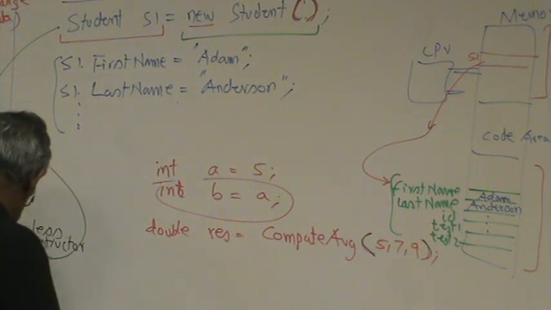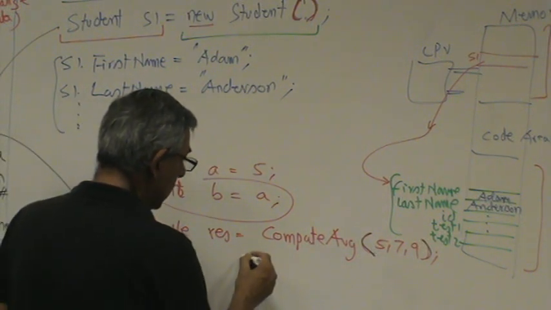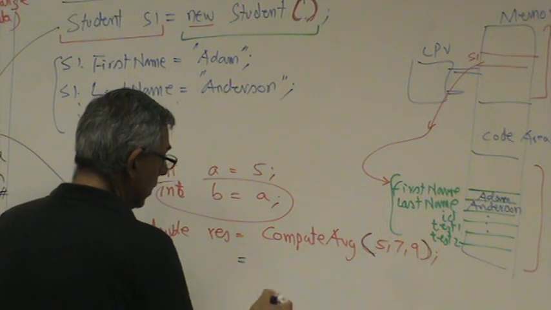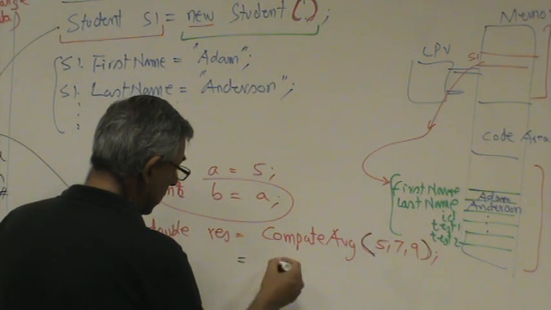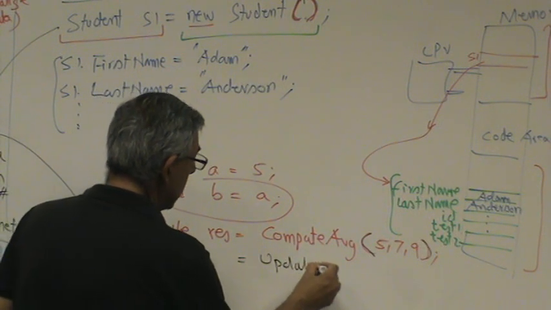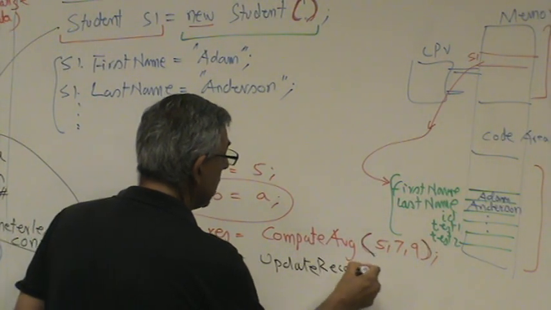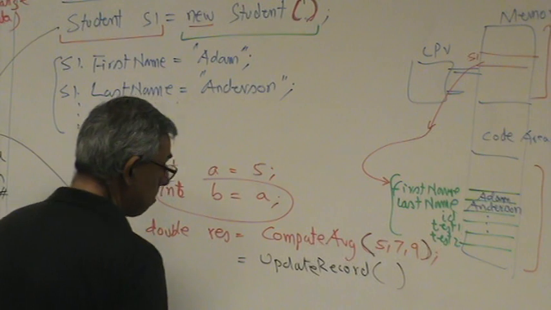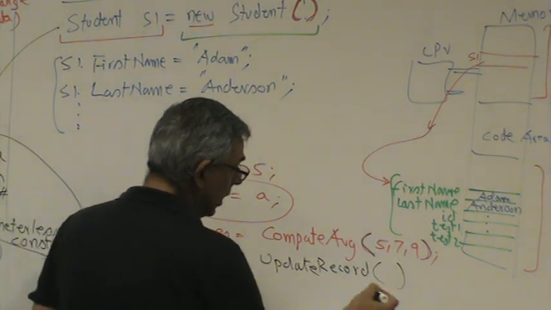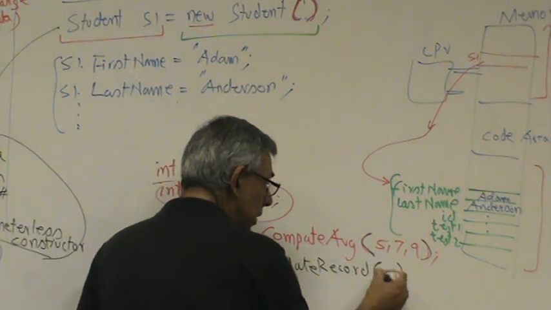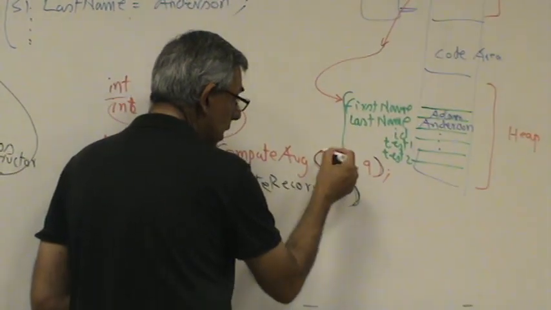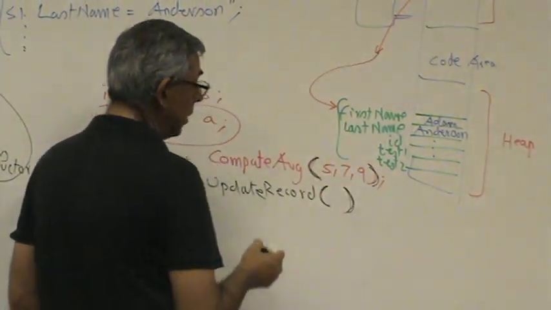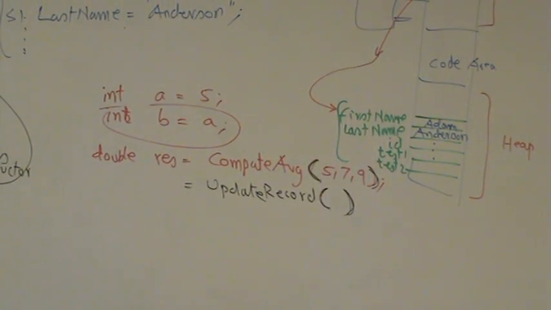So remember, anytime, what if the function does not do anything? For example, we wanted to do, let's say, update record in the database, or delete record, right? So these parentheses, anytime we put these parentheses, what does that mean? We are calling a function.